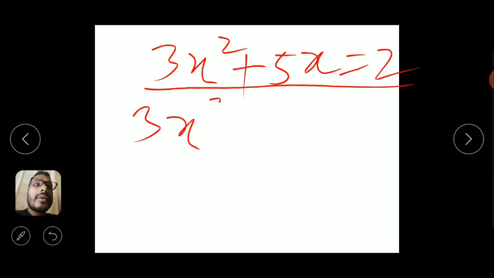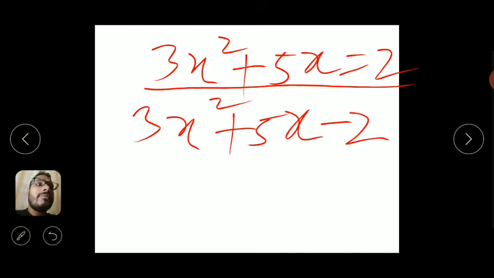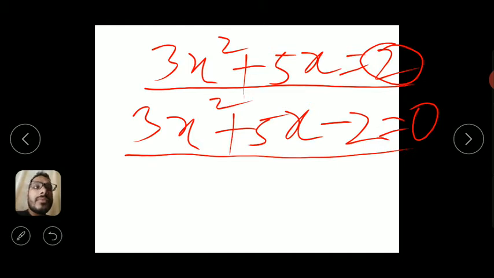3x square plus 5x, it is plus 2 here, so it will come to the left hand side to become minus. This method is called transposition. We are transferring the constant to the left hand side to make it a standard form. Now the next step, and make sure that you put this implies sign for the new line. Don't miss this, this is very important. So 3x square plus 5x minus 2 equals 0.